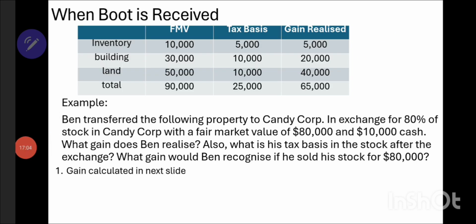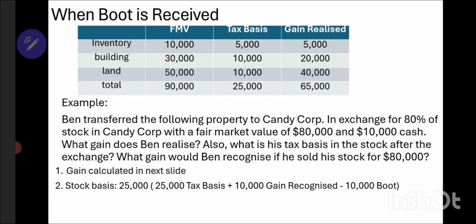So we just calculated that gain. We calculated the gain realized and the gain recognized. Now we want to know the stock basis. The stock basis, again, is more of a formula. It's that $25,000 tax basis plus the $10,000 gain recognized that we just calculated minus the $10,000 boot. And that gives us a $25,000 stock basis.